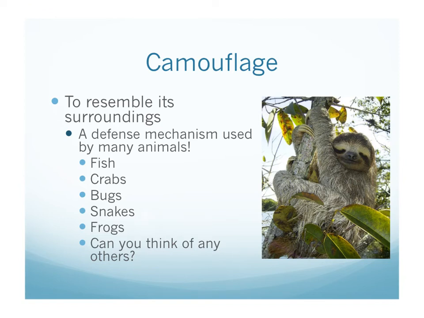Camouflage is another type of adaptation. The organism will resemble its surroundings. Defense mechanisms are also used by many animals, although defense is not technically camouflage. Fish, crabs, bugs, snakes, frogs. If you can think of any others, most commonly I think of skunks. Okay, skunks spraying would be an adaptation that would give defense to that animal.